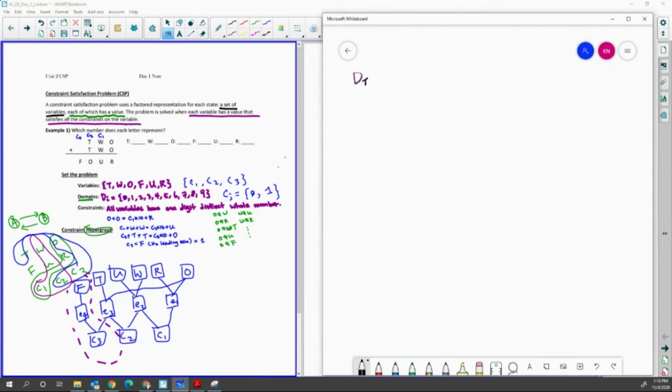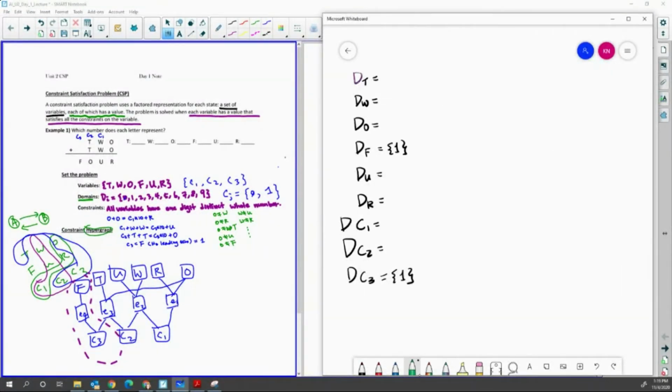So domain for T, domain for W, domain for O, domain for F, domain for U, for R, then C1, C2, then C3. Domain for C3 and F are already done. They have 1, so they are done. Domain for C1 and C2 are simple because they have 0 and 1. T through R, they should have the least number.